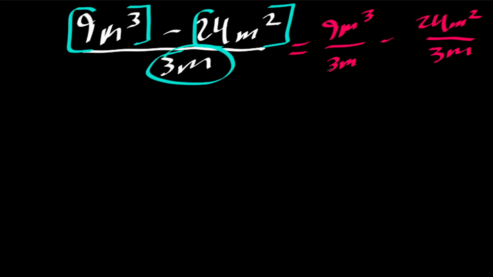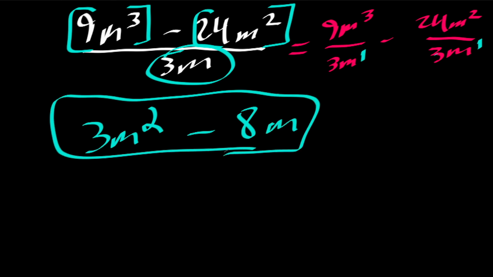All right, so if I do 9 divided by 3, that gives me 3. M to the third divided by m to the first. Remember, when you're dividing and you have exponents, you subtract them. So this would give me m to the second. Minus 24 divided by 3 would give me 8. M squared divided by m to the first is m to the first, or just m. So now that would be my answer.